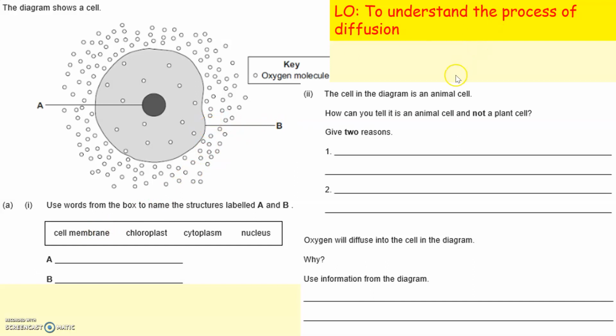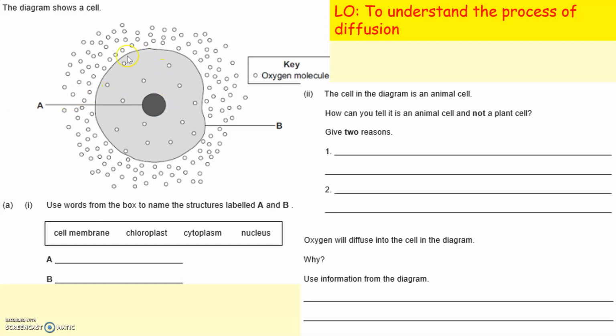Okay, second question. The cell in the diagram is an animal cell. How can you tell it is an animal cell and not a plant cell? Give 2 reasons. So looking at the diagram, you can see that it has a cell membrane but no cell wall. So plant cells usually have cell wall.